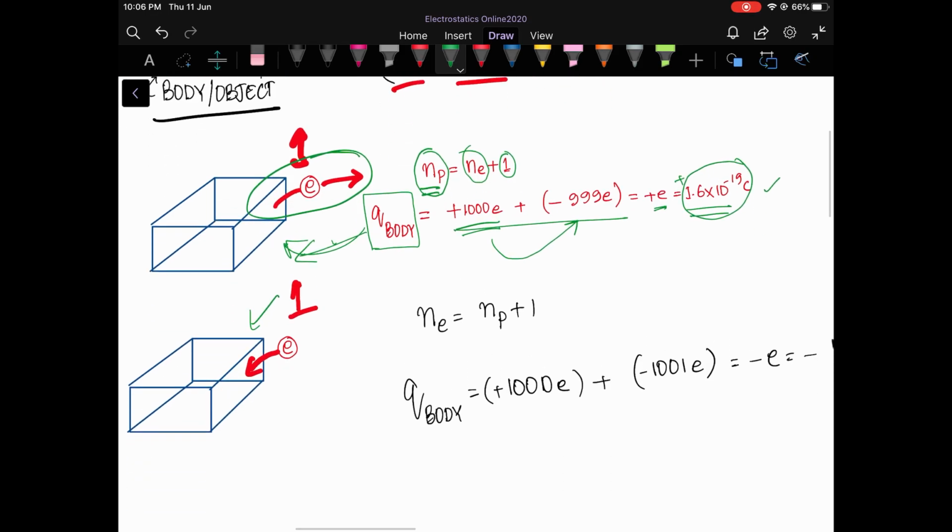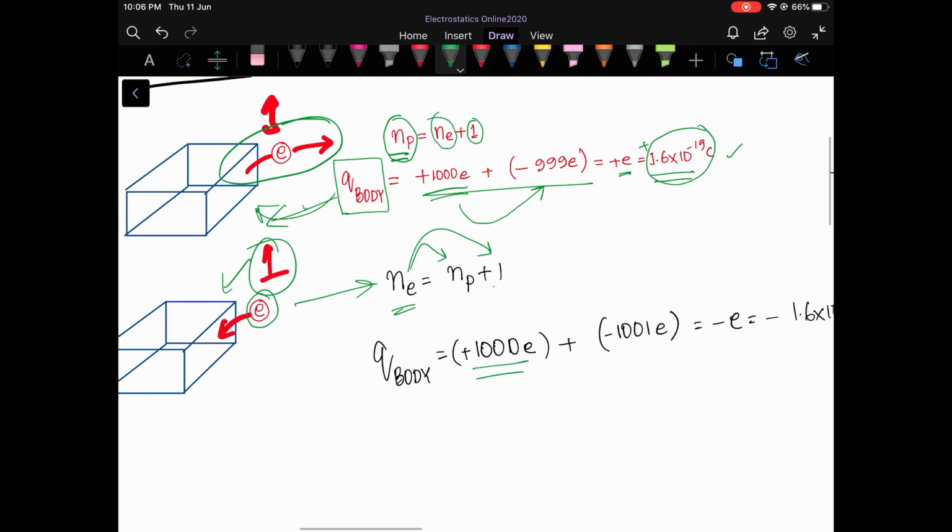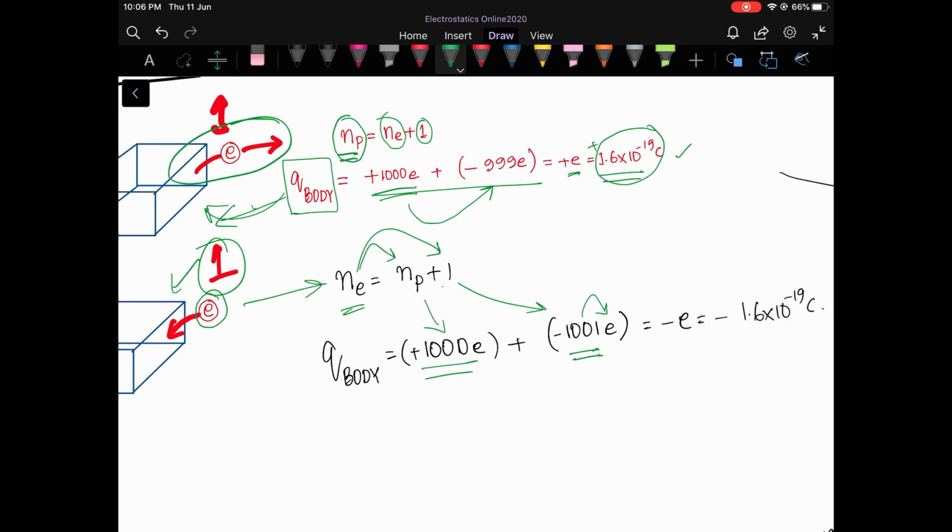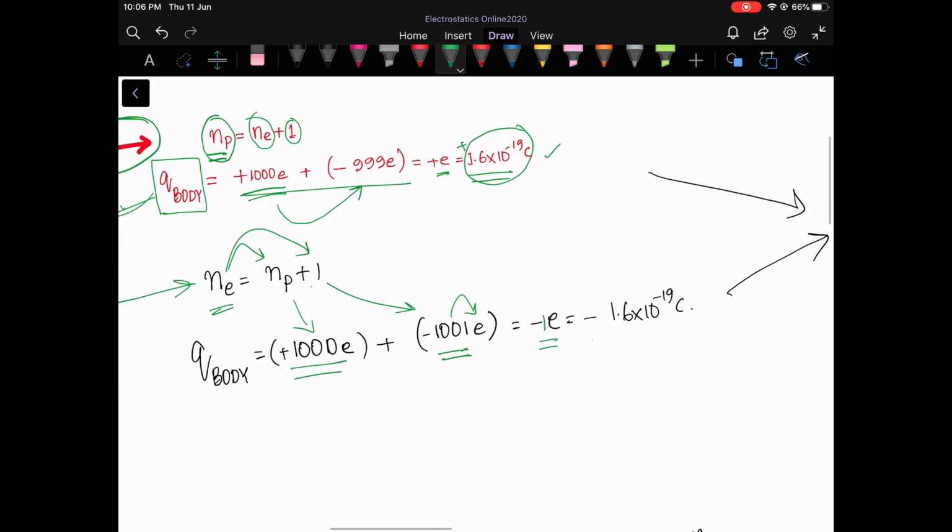If instead of losing one electron, the same body or object gains one electron, then the number of electrons will be equal to the number of protons, which is 1000, plus the number of electrons gained. Now the number of electrons must be one more than the number of protons. So we have the same number of protons as 1000, but we have now 1001 electrons in the box. Clearly 1000 minus 1001 will give you minus 1 or minus 1e, because of which I'm going to write minus 1.6 into 10 to the power minus 19 coulombs.